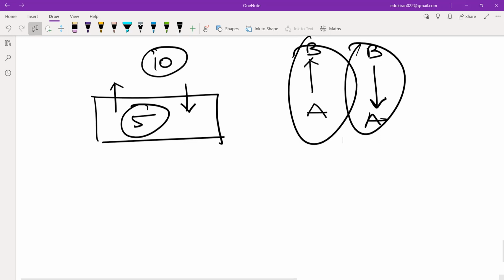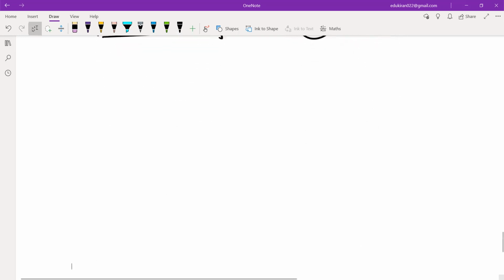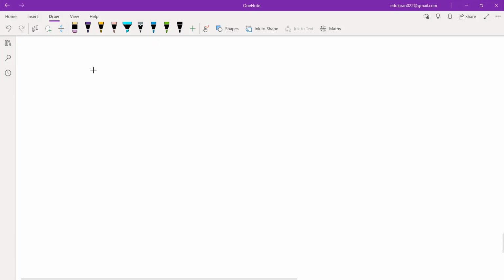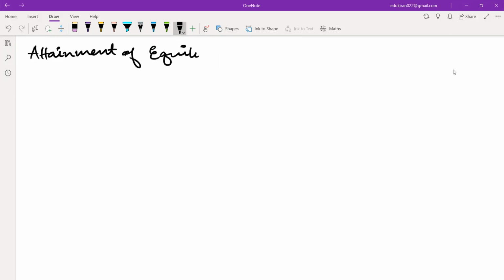Now let us write the characteristics. We have to discuss this now. When is the equilibrium attained? What is the topic that you have written? Equilibrium. You're writing under that topic? Equilibrium only, na? Irreversible reaction. Okay, fine. Now write attainment of equilibrium. Okay. Who will answer me?